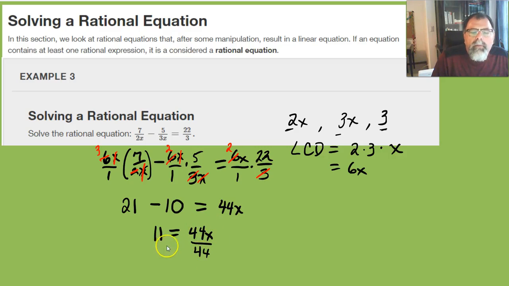Now we're going to divide by 44. And we can reduce that fraction. And I'm going to flip it around. So x is equal to 1/4. Divide both by 11. So our solution set is 1/4.